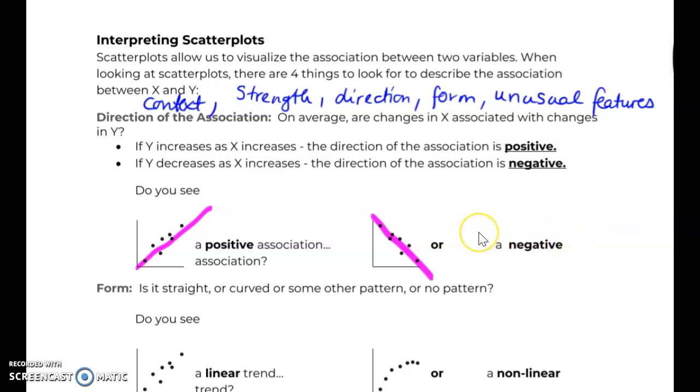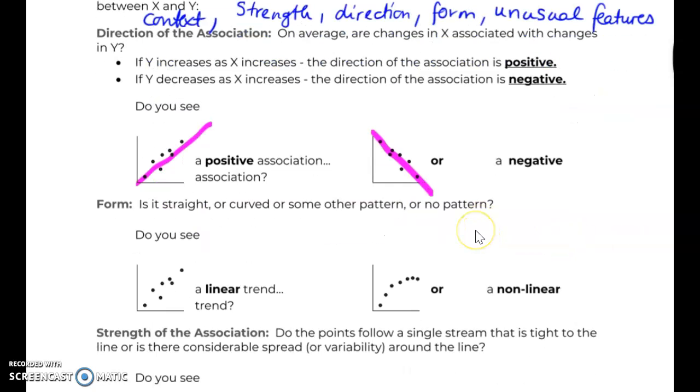Next, we look at the form. We look at it, does it follow a straight line pattern, a linear trend, or does it follow a non-linear, maybe a curvy or something else trend over here? So this is the form. First thing was the direction.